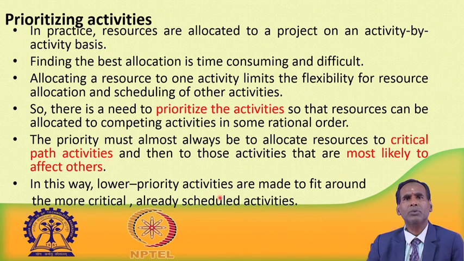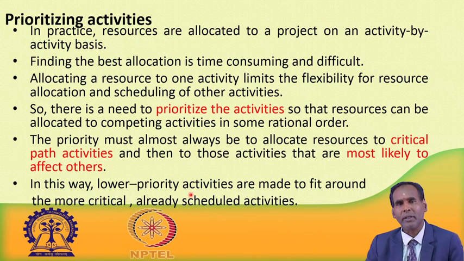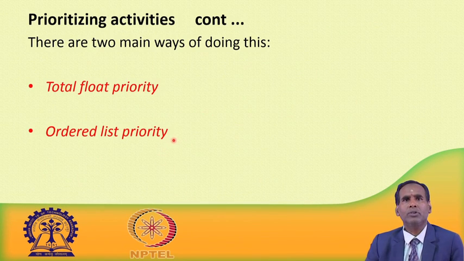So, in this case we are first scheduling the highest priority activities. Now some time gaps are there around the critical activities. Those gaps, those free times can be filled by the lower priority activities during scheduling. So, there are two main ways of prioritizing the activities. One is based on total float priority, another is order list priority.